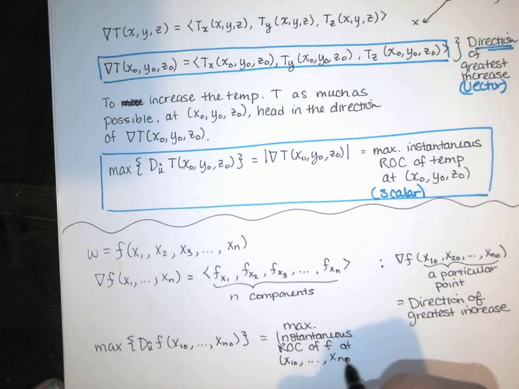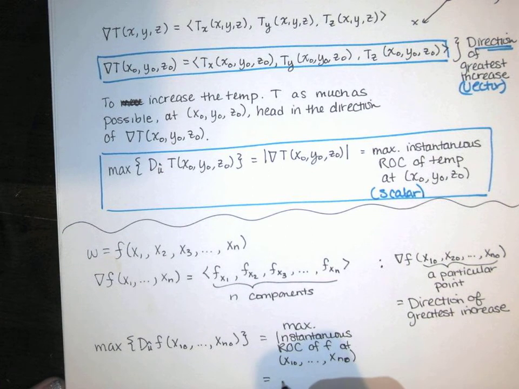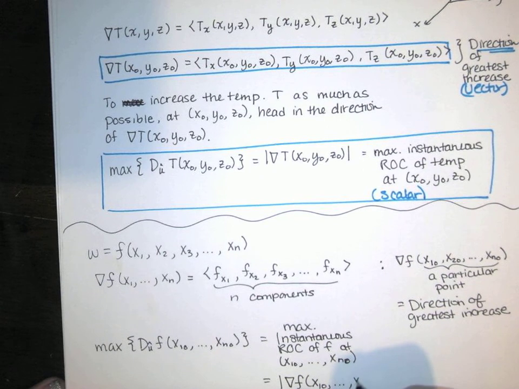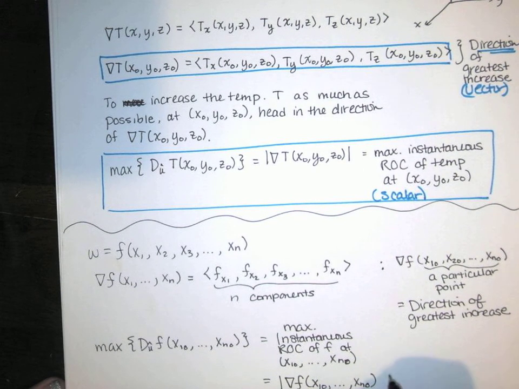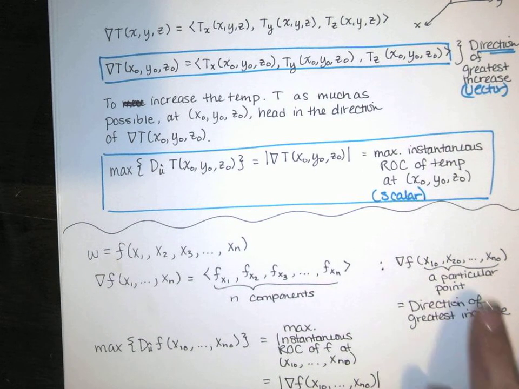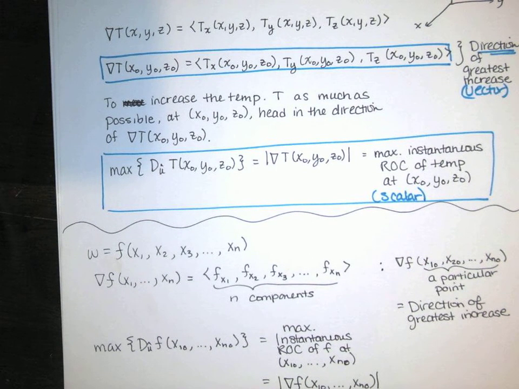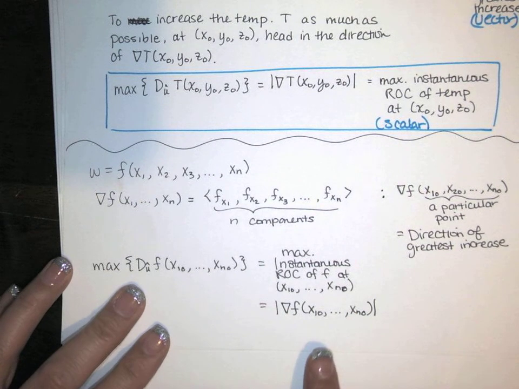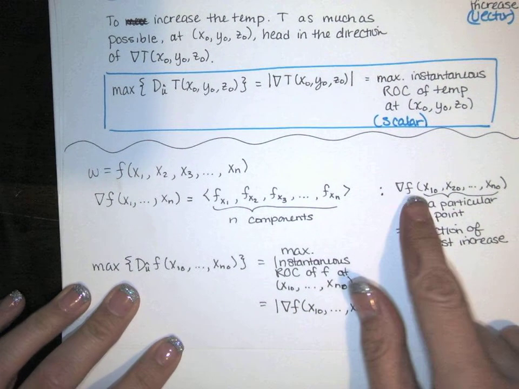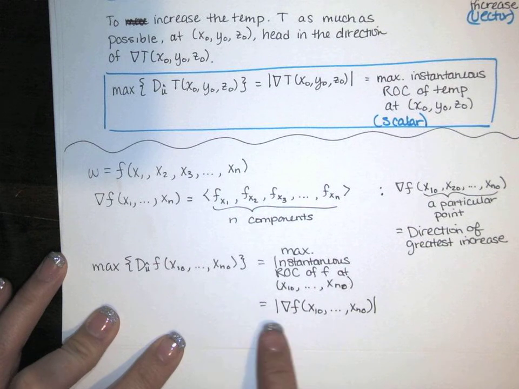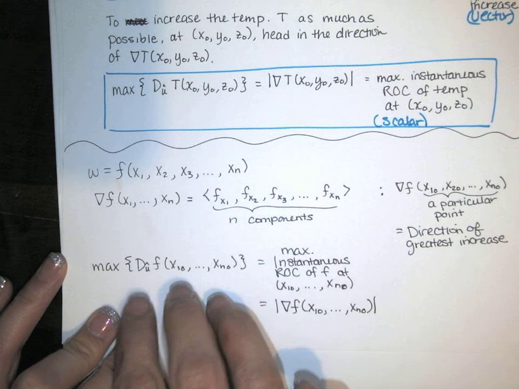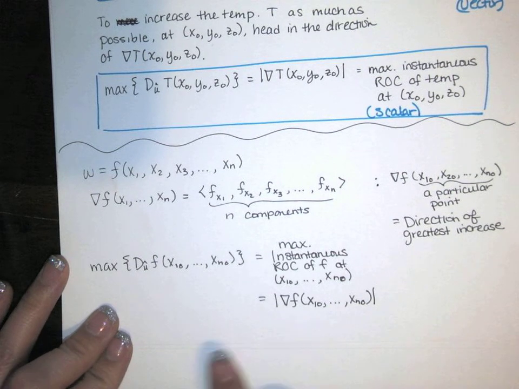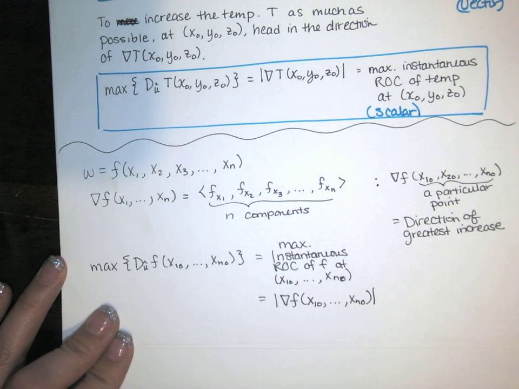Oops, that says x sub n sub 0. That's going to be the magnitude of the gradient evaluated at the point of interest. Don't let all of the strange subscripts bother you. That's just a point, that's just a point, that's just a point. It's just a particular point in n-dimensional space. But if I go in this direction, that's where my f is going to increase as much as possible. If I want the slope in that direction, or the instantaneous rate of change of this function in that direction, it's just the magnitude of the gradient at that point.